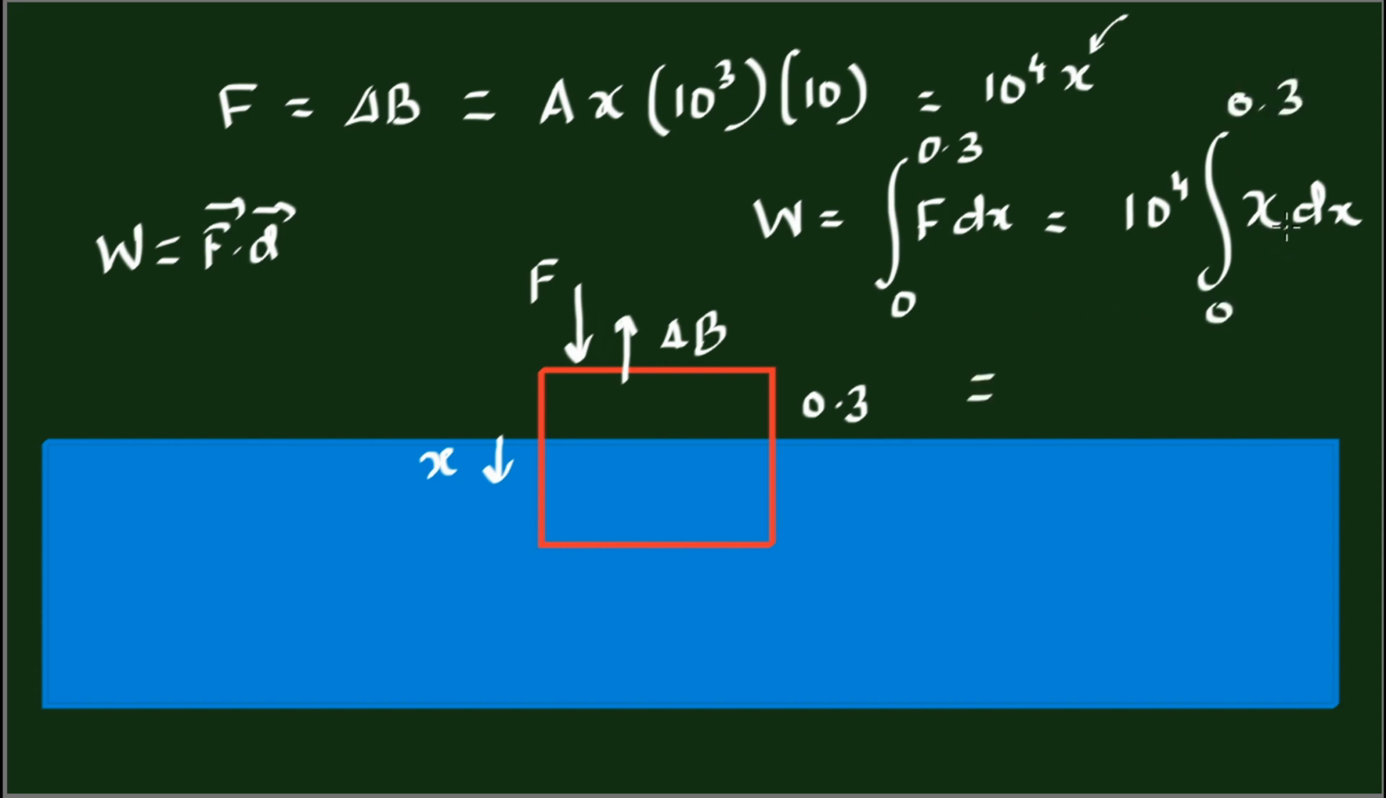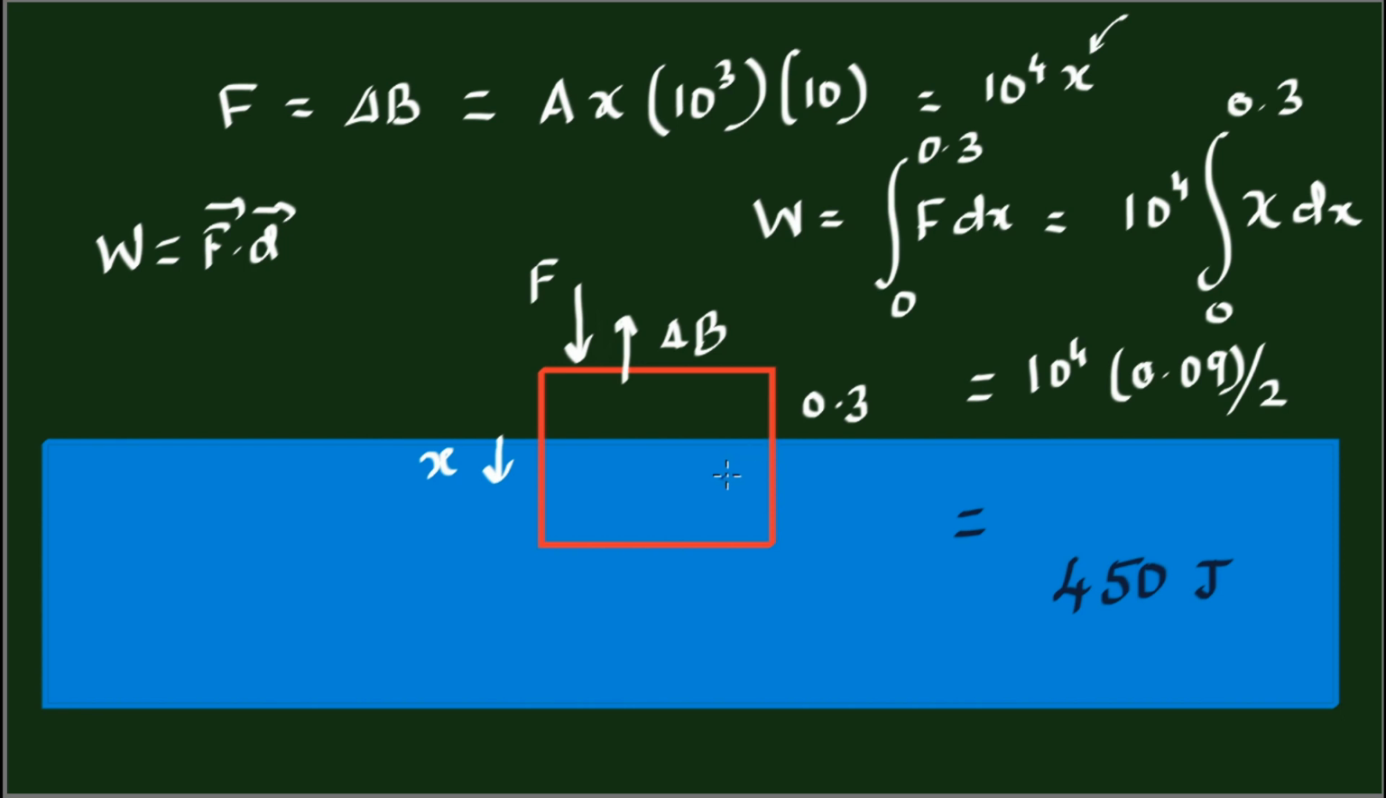Now the integral of x is x squared by 2. When I substitute the top limit, it becomes 0.09 by 2. When I substitute the bottom limit, it is 0. So this is 10 power 4 multiplied by 0.09 divided by 2. And the answer turns out to be 450 joules. So that is the work done in gently pushing it down.